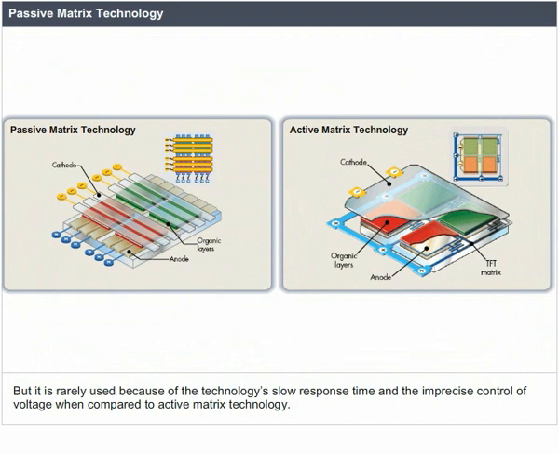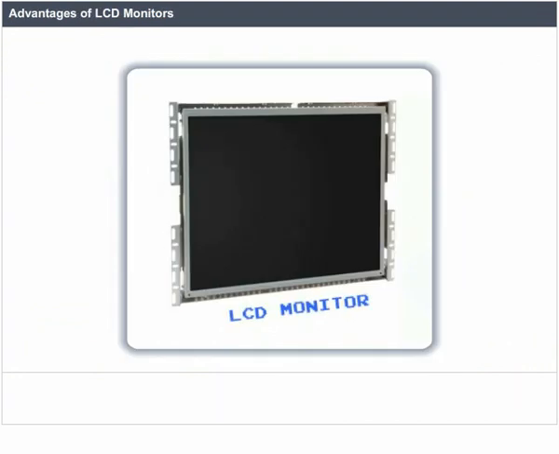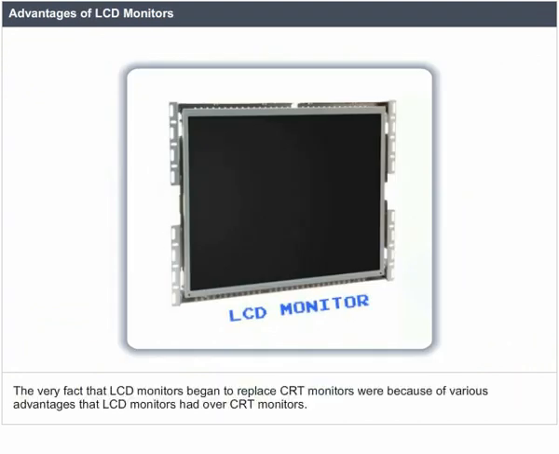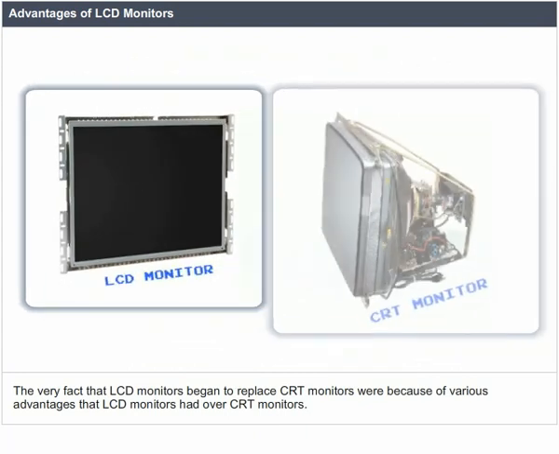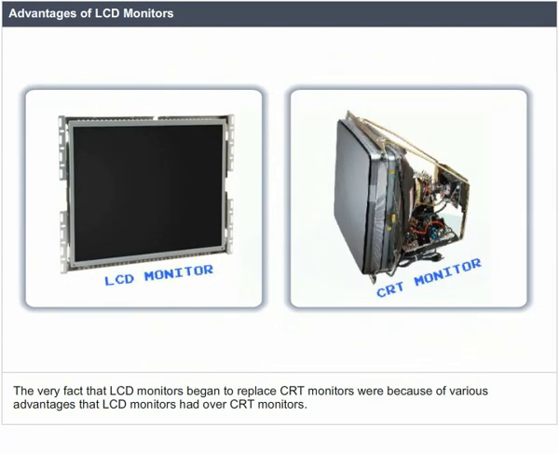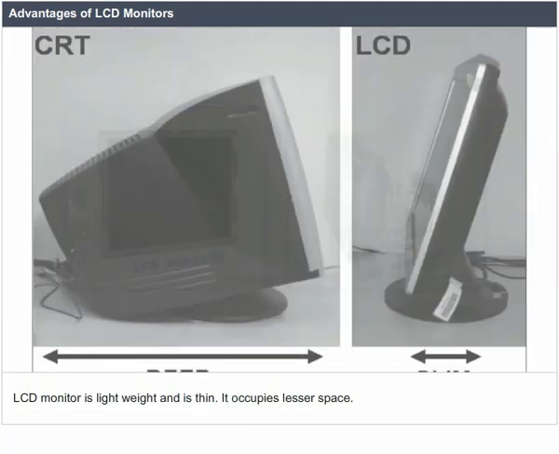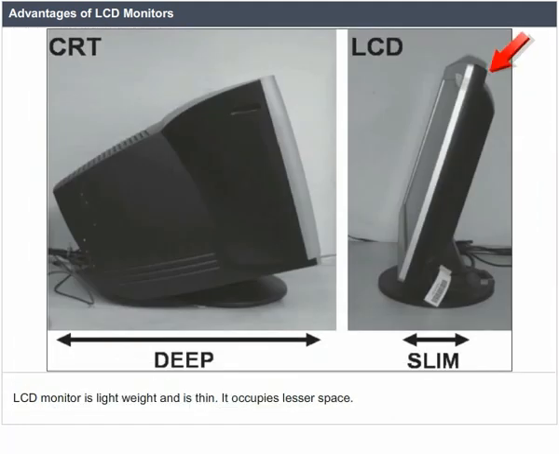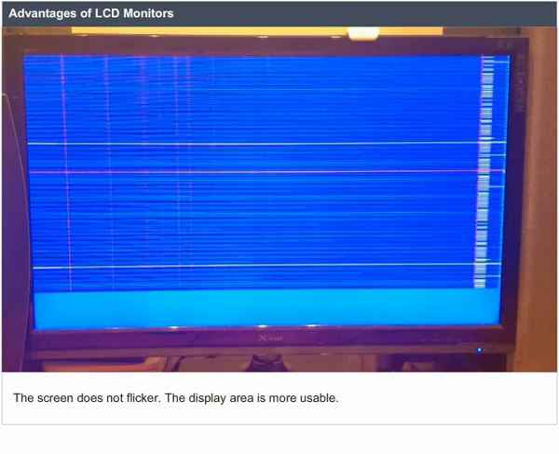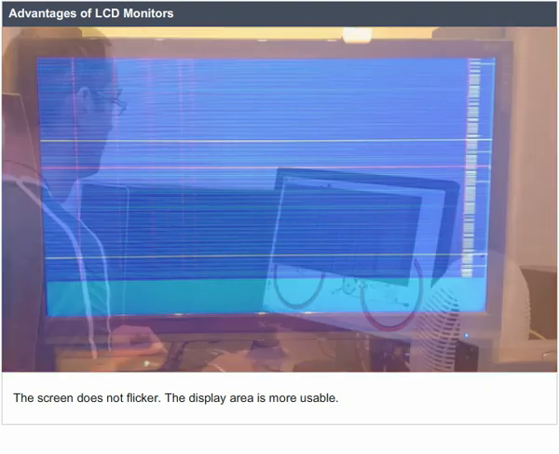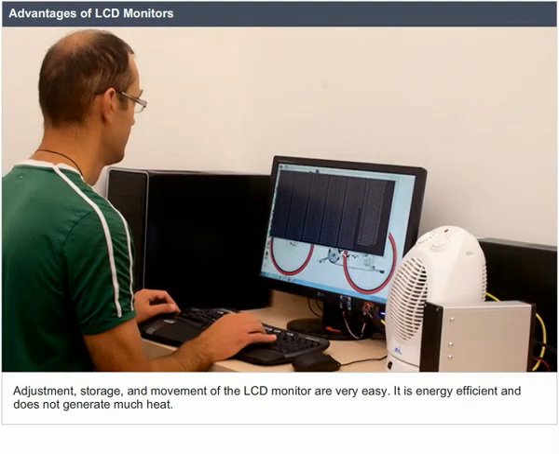Advantages of LCD monitors. The very fact that LCD monitors began to replace CRT monitors was because of various advantages that LCD monitors had over CRT monitors. An LCD monitor is lightweight and thin. It occupies less space. The screen dots do not flicker. The display area is more usable. Adjustment, storage, and movement of the LCD monitor are very easy. It is energy efficient and does not generate much heat.